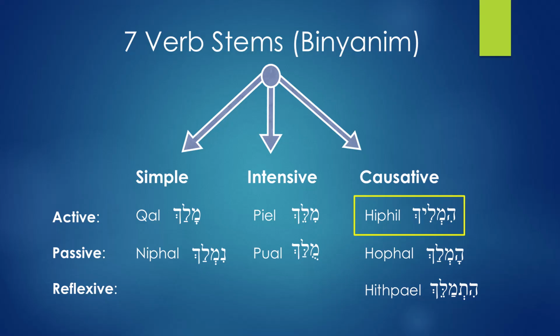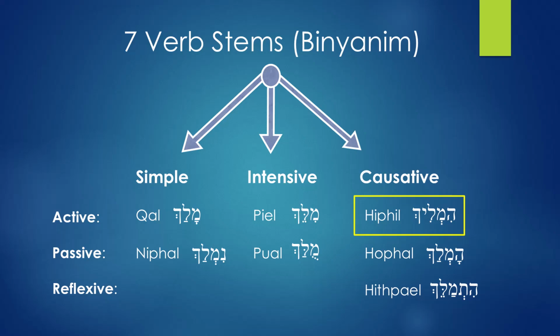The third stem is the Hifil stem. And this one presents causative action. The kind of action is causative, but the voice is active. If you can see, we're still in the active voice. Causative is more like making another person do something. So here we have the verb that talks about kingship or ruling. In Hifil it's going to be himlik, and himlik means he caused to rule.